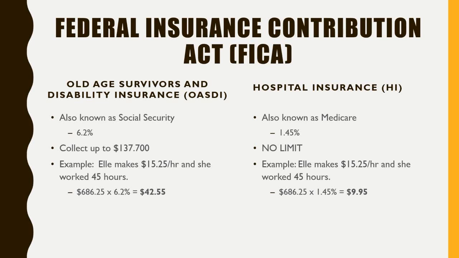Then the other part of your FICA is going to be the hospital insurance, HI, which is also known as your Medicare, all right? So again, this isn't contributing to your own, this is contributing to society. Okay, so with that being said, you are going to be taxed at 1.45%. In this case, you can work as long as you want, and the Medicare will always be taken out of your paycheck with no limits.